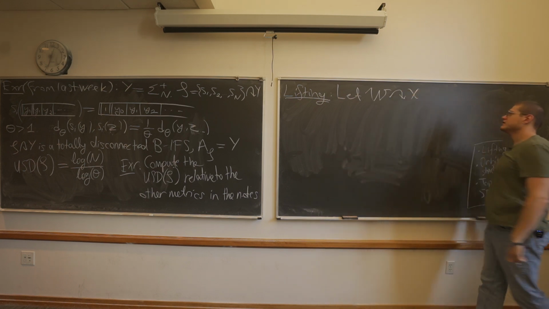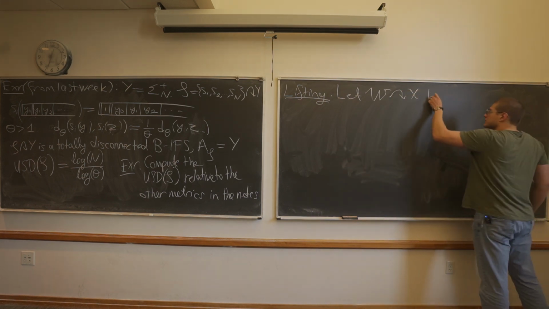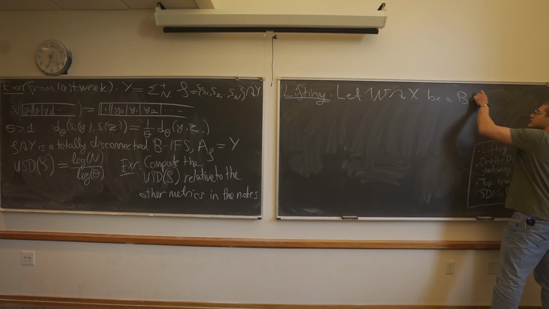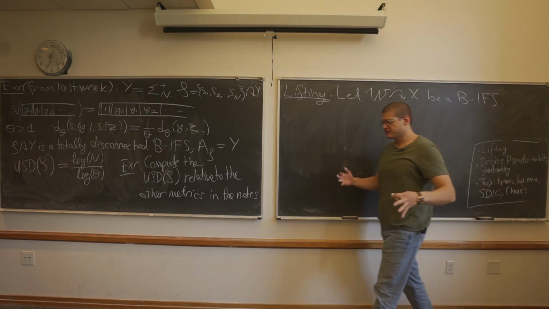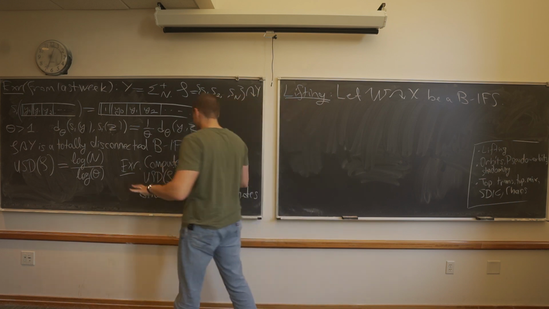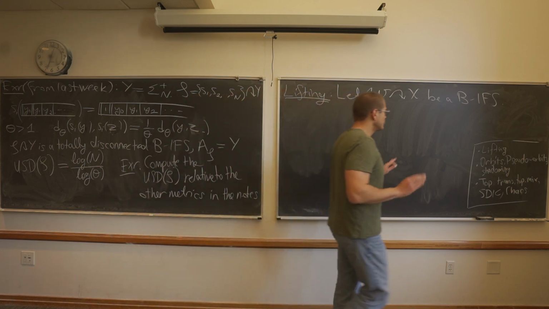W, a B-IFS acting on X. So X is complete. W is a finite collection of contractions of X. Okay, so this is the standard object that we were using.